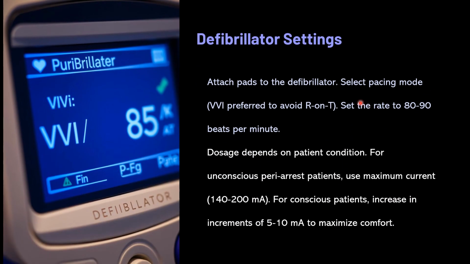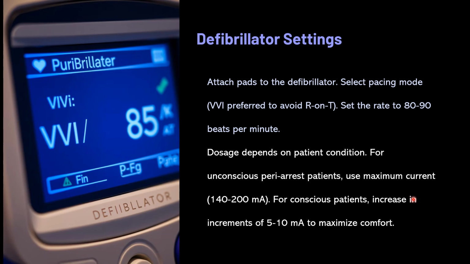First, as I mentioned before, we will attach the pads and connect these pads to the defibrillator. Then we choose the pacing mode, VVI or VOO. We will choose VVI because it's better to avoid R on T. The rate should be set at 80 to 90 beats per minute. The dose depends on the patient's condition.